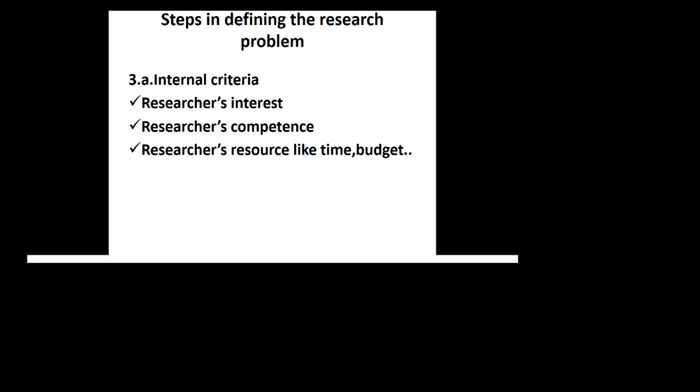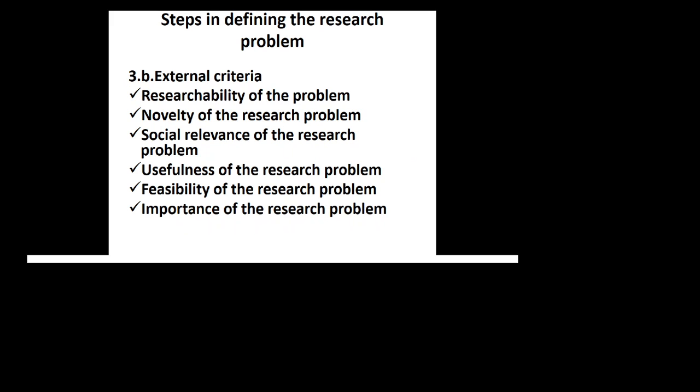Second, the researcher's competence. Competence basically is the aptitude, the ability and the aptitude. So, the researcher's competence is very important. How competent or what is his ability and aptitude. Third, the researcher's resources like time, budget, cost involved and the available resources, all this is taken into consideration. These are all internal criteria.